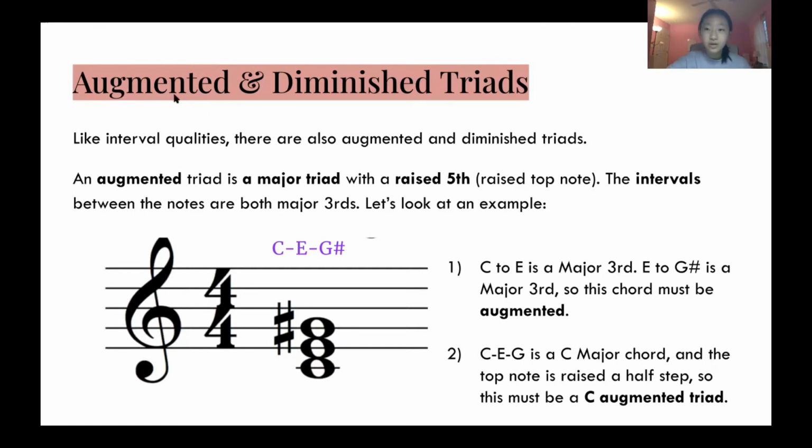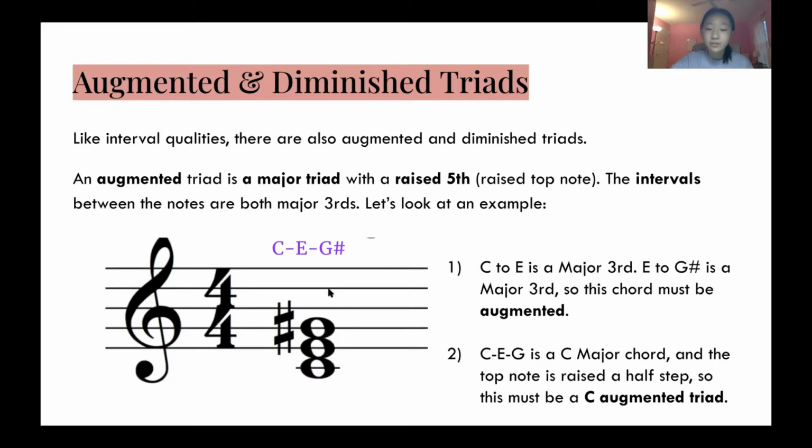Okay, so we're going to go on to the two other types of triads. So besides major and minor, we also have augmented and diminished triads. And if you remember our lesson on intervals, this is kind of the same idea. So an augmented triad is a major triad with a raised fifth. The intervals between all the notes are major thirds.